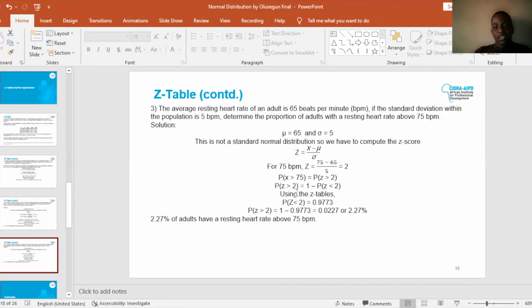Z greater than 2 is equal to 1 minus the probability of z less than 2. Using our positive z table, the probability of z less than 2 will give us 0.9773. Hence, the probability of a z-score greater than 2 will be 1 minus 0.9773, or 0.0227, or 2.27%. Therefore, 2.27% of adults have a resting heart rate above 75 beats per minute.